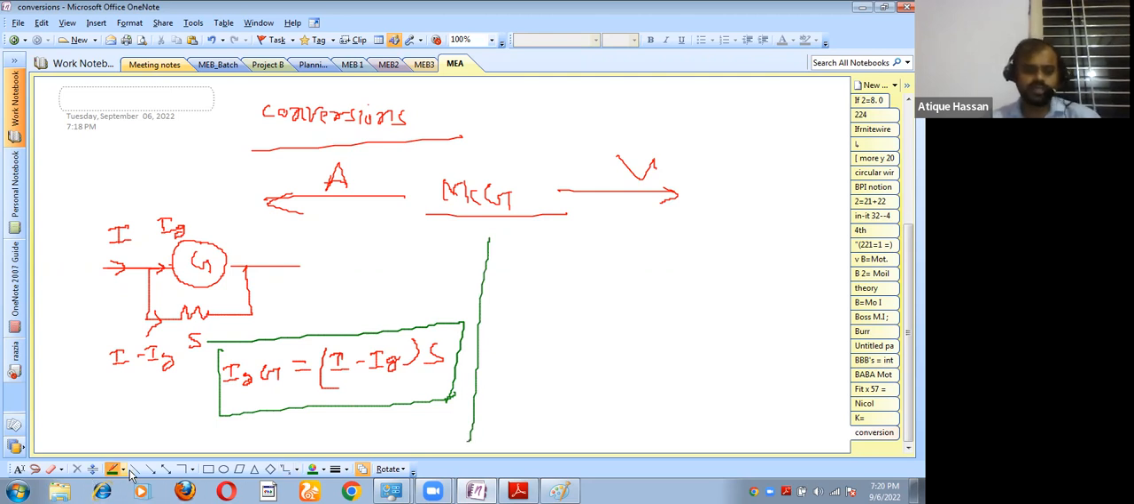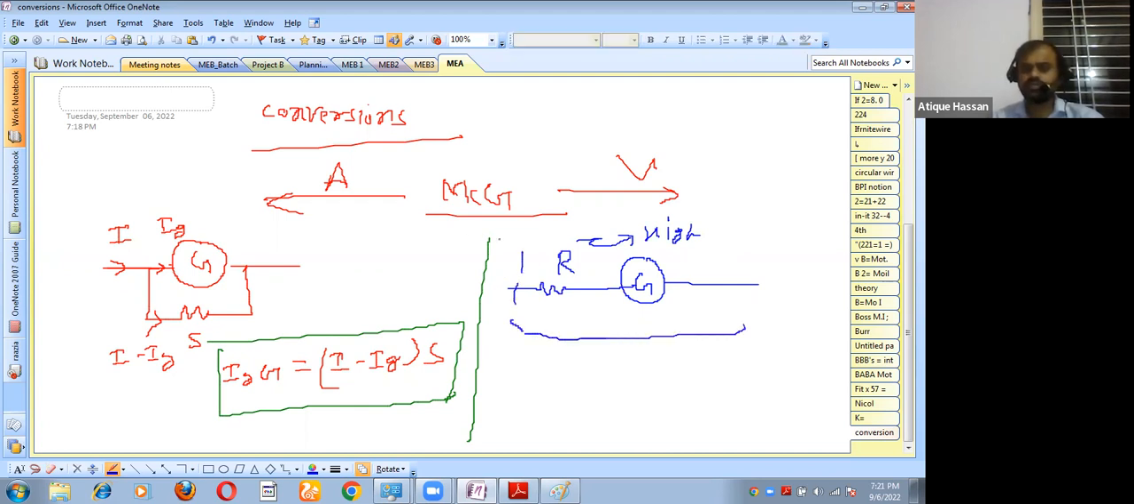Now coming to the voltmeter part, what we do? Generally we connect the galvanometer in series with a large resistance. Suppose we have a resistance R. So we connect the galvanometer with a very high resistance in series, and this is basically converted into a voltmeter. This configuration is known as a voltmeter.